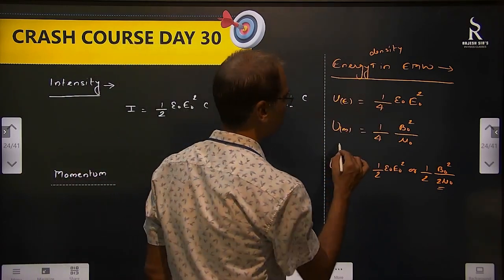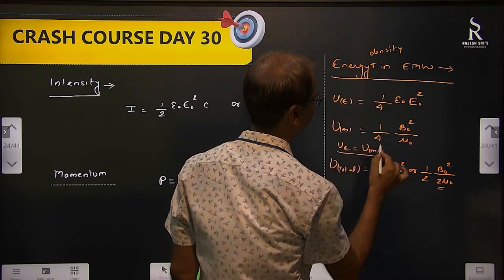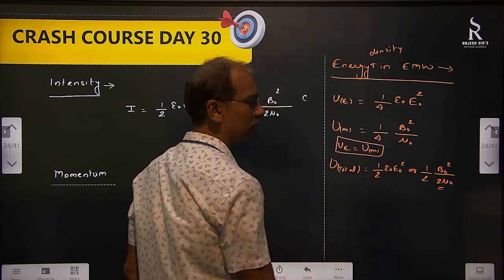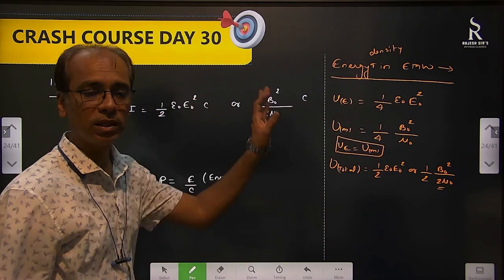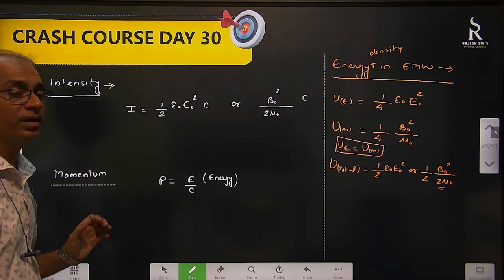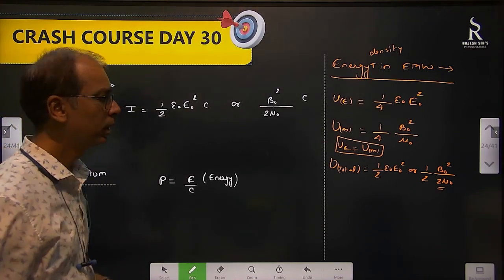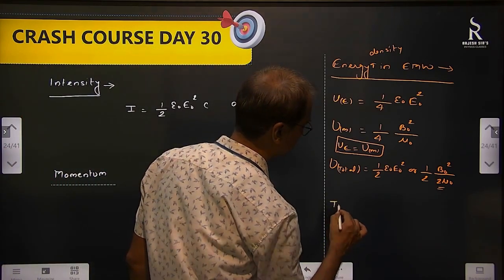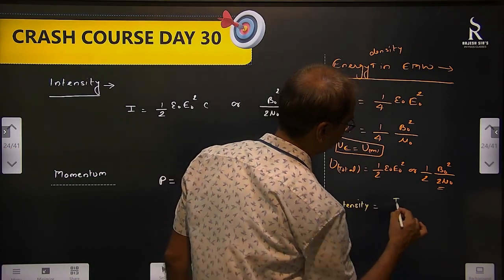Suppose we say UE is actually equal to UB. That's why when you add 1 by 4 and 1 by 4, then only half will come. So this is energy. Now, when we are talking about intensity, intensity is what? Energy density into C. How? What is intensity? Intensity is energy per unit area per unit time.